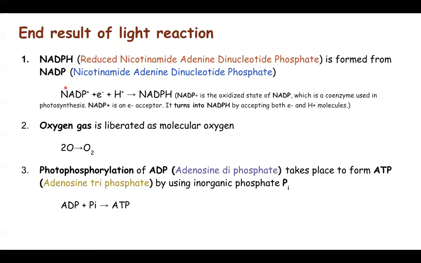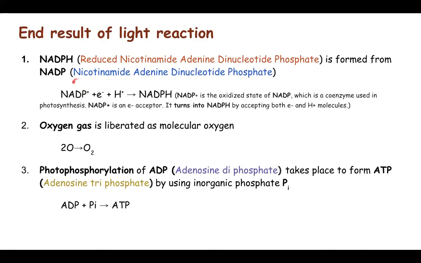Now this compound is formed from NADP. NADP is nicotinamide adenine dinucleotide phosphate. Now this is an energy-rich molecule. It is this structure which will carry the hydrogen from the thylakoids to the stroma and will help in the formation of glucose. So NADP plus, we add this plus sign here, indicating that this is an acceptor of electron.